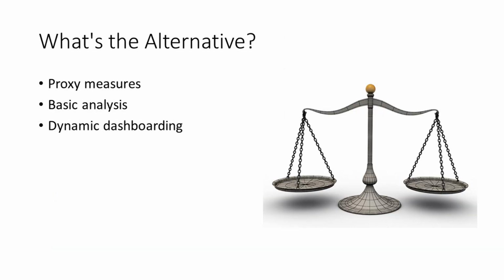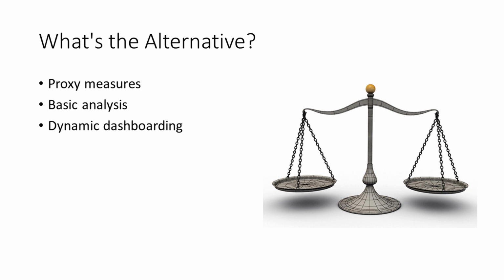So if not that, then what's the alternative? Well, for most of our programs, we've adopted a model which involves basically three things. First, using proxy measures, which are simpler to collect but are still valid. Second is to do a basic analysis to control for our own biases. And third is to use dynamic dashboarding so we can turn those insights and that data into action.